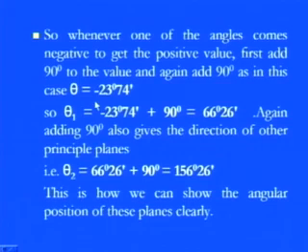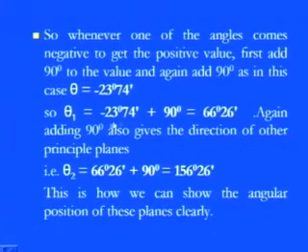Pretty simple. Let us say theta is minus 23.74 degrees. Rather than rotating in that direction, to locate the first principal plane you simply add 90. So minus 23.74 plus 90 is 66.26 degrees. This is the location of the first principal plane. Again, adding 90 degrees gives you the direction of the other principal plane. That is what you see in the previous slide.